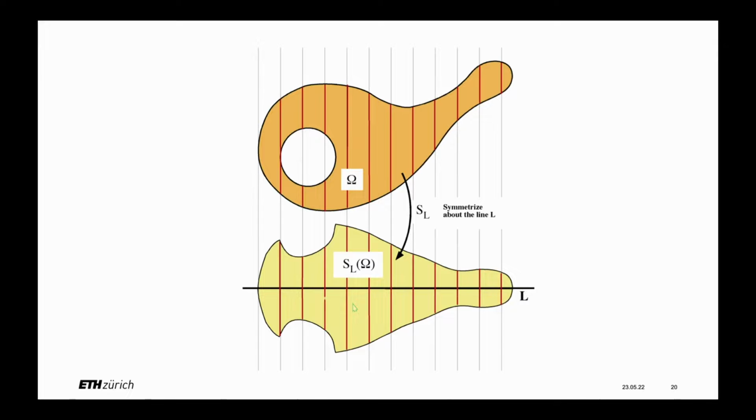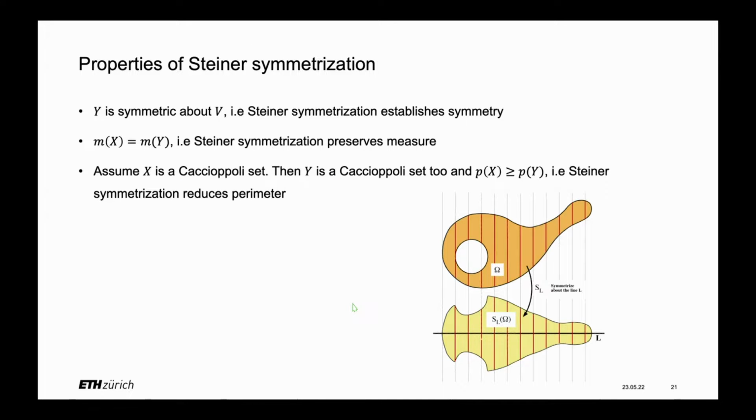This is a very important tool for us. Let's have a look at the properties which we will use. First of all, we have that gamma is symmetric about V. That means Steiner symmetrization establishes our symmetry. As we've seen before, it will symmetrize everything, right?